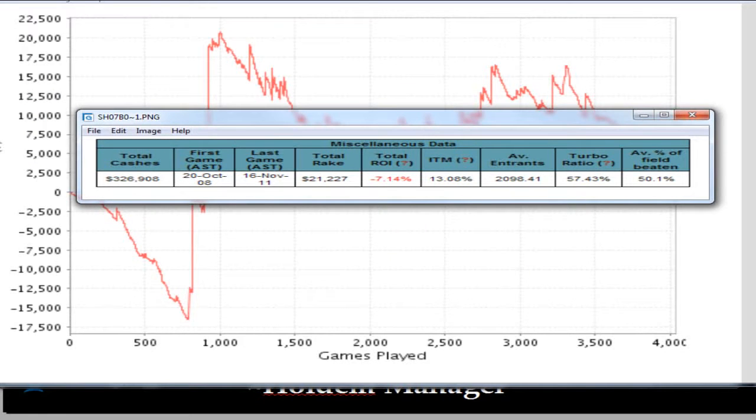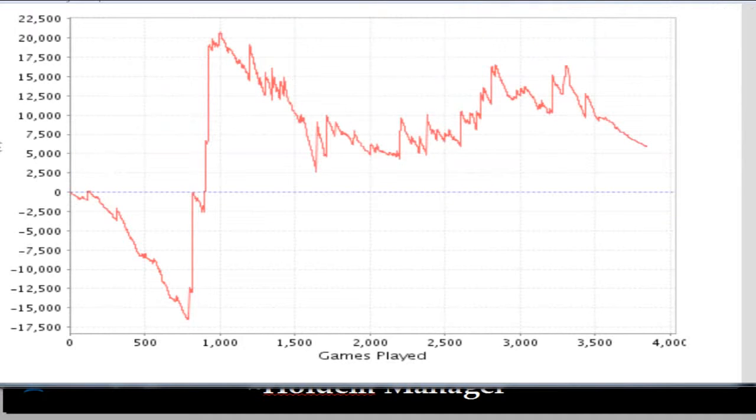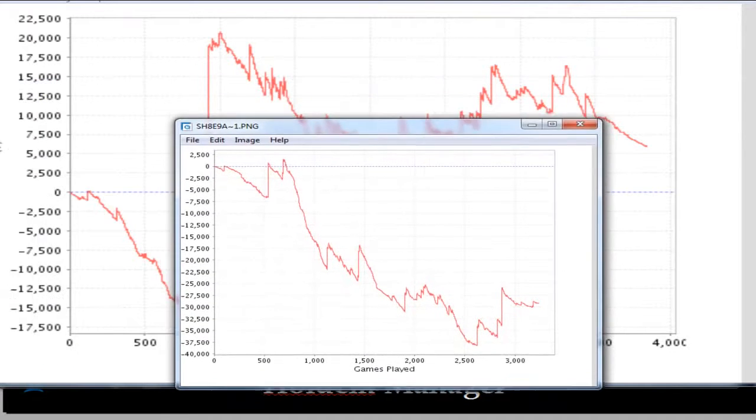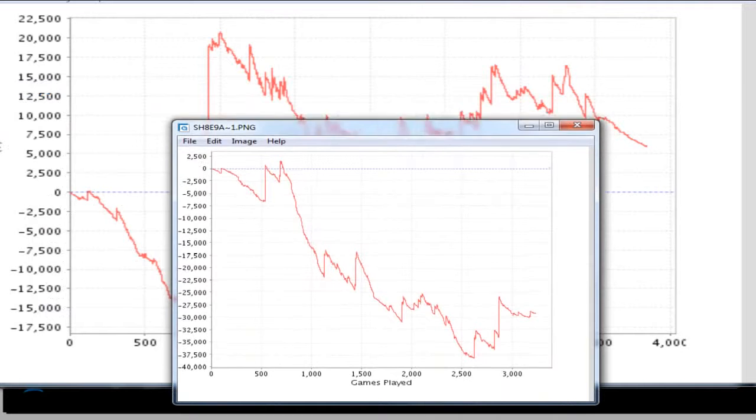We're gonna go over this later. Keep this in mind. This is a lot of people to have as your average field size. So, last, I want to see this player's non-turbo scheduled tournaments graph.